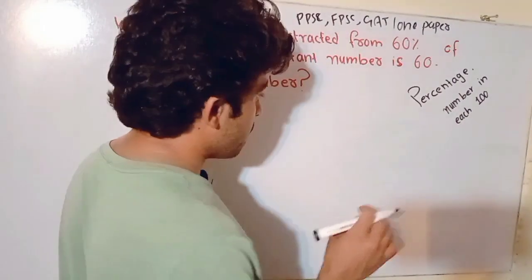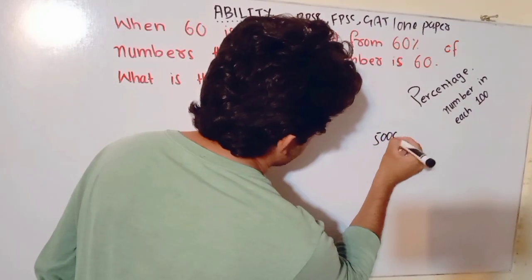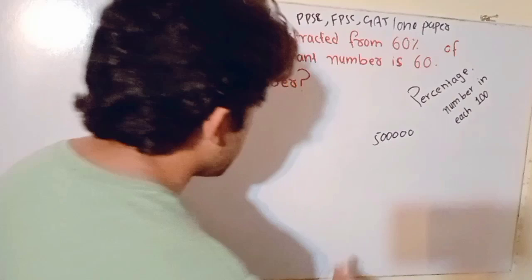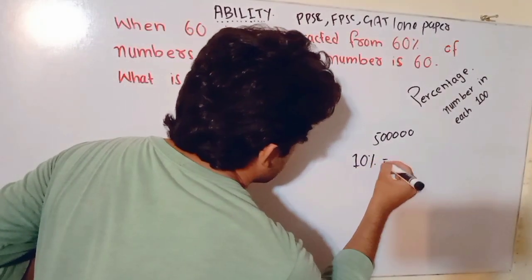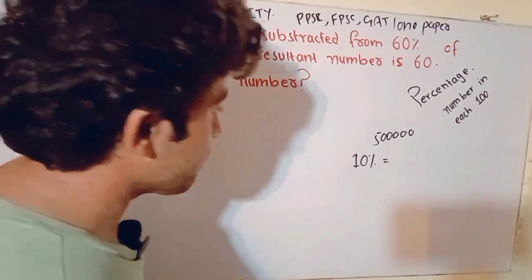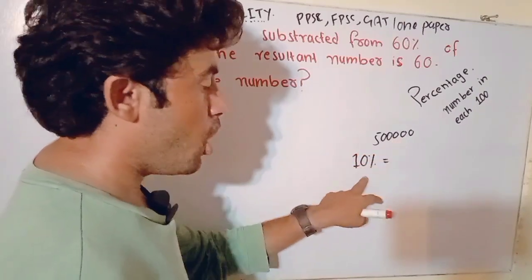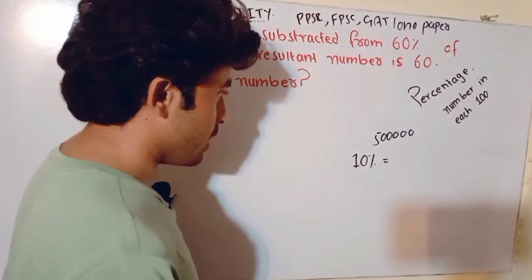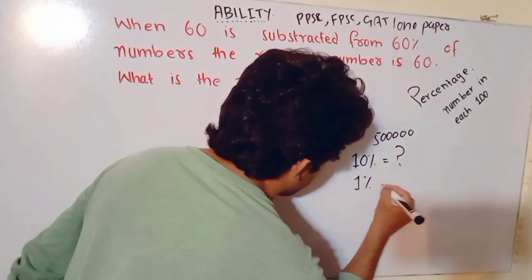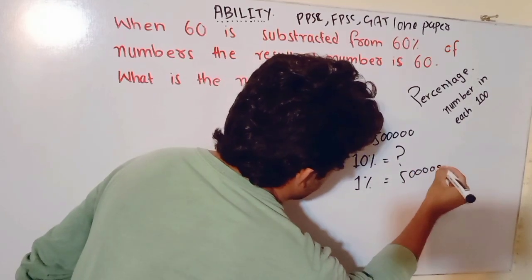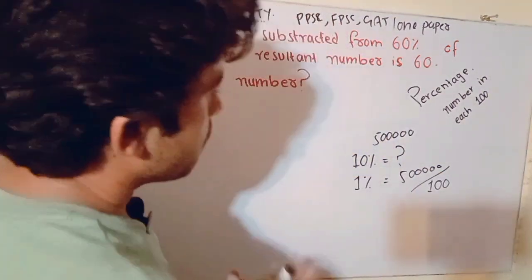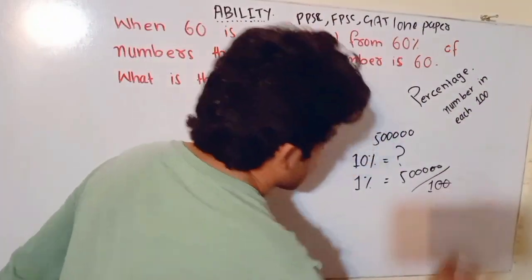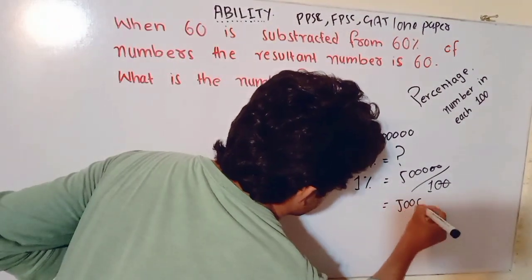For example, if I am running a company and the monthly income of my company is 5 lakh rupees, a dollar, a pound, I am saying that I will pay 10% of this number to the workers that are working in my company. So what will be 10% of this number? To find out 10% of 5 lakh, first we have to find 1% of 5 lakh. So 1% of 5 lakh will be 5 lakh divided by 100, because percentage is a number in each 100. 20 cancels with 20. The 1% will be 5,000.